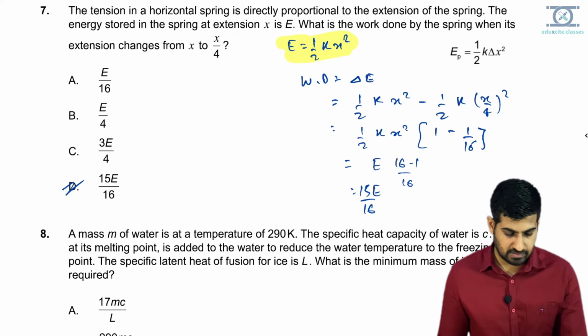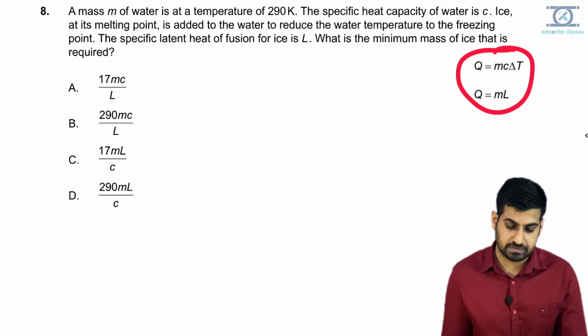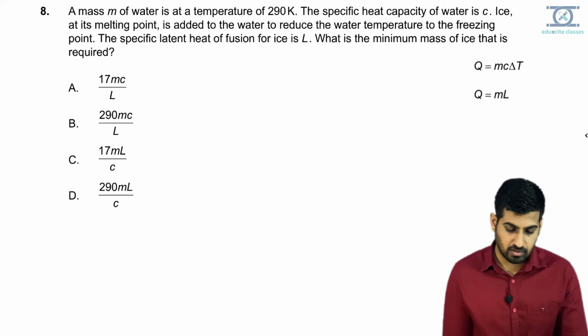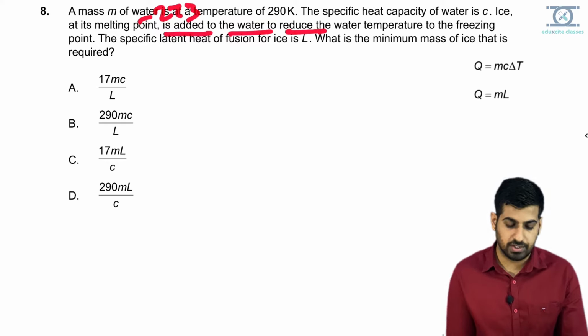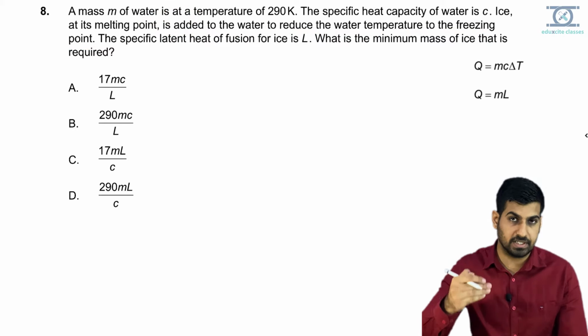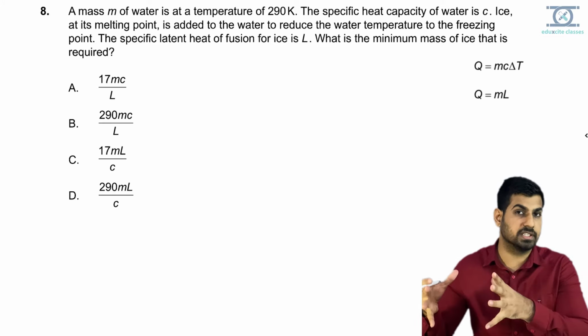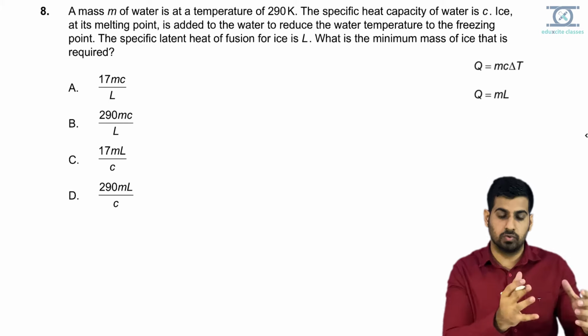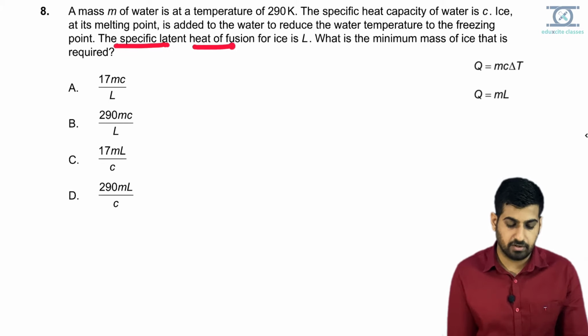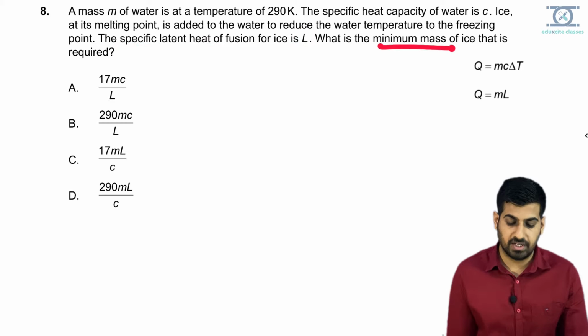Okay. Next, question number 8. Again these two formulas from the thermal physics are provided. A mass m of water is at temperature 290 Kelvin. The specific heat is C. Ice at its melting point, that is at 0 degree, or you can say 273 Kelvin, is added to the water to reduce the water temperature to the freezing point. Now ice has been added in order to reduce the water temperature to its freezing point. It means I have to take the temperature of water from 290 to 273. The latent heat of fusion for the ice is given as L. What is the minimum mass of ice required?